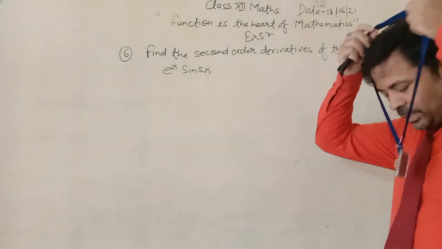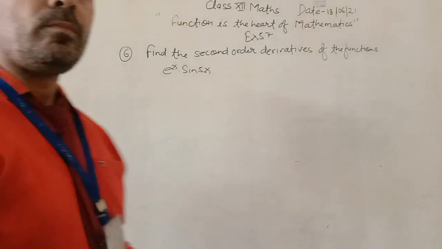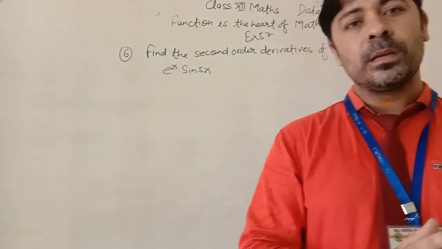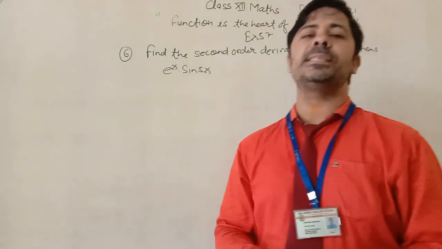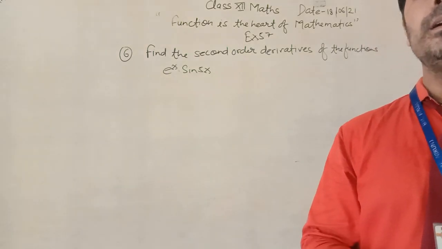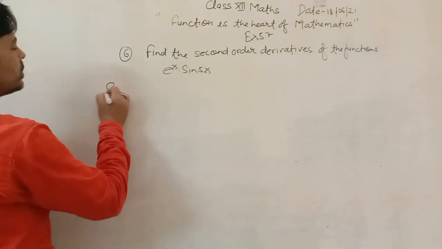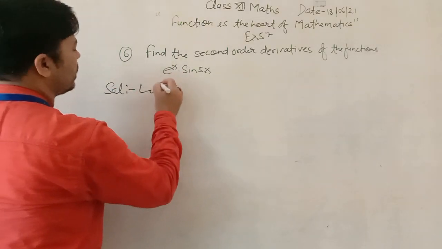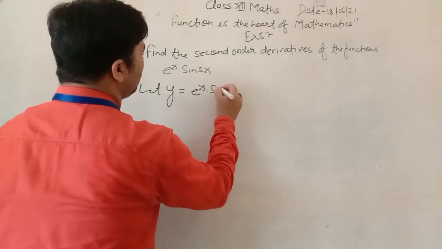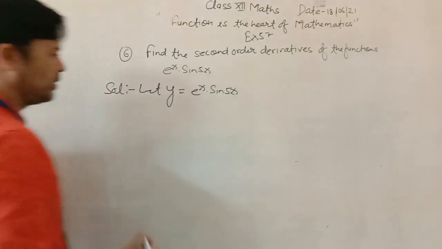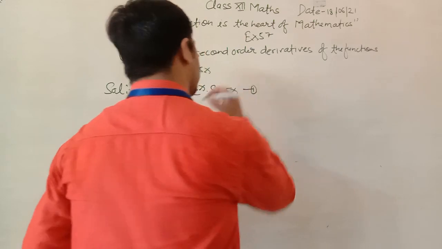The given function is e to the power x sine 5x. You know that if we differentiate a given function one time, it is the first order derivative, and if we differentiate the second time, it is called the second order derivative of the function. So firstly, suppose y is equal to e to the power x into sine 5x. Now firstly differentiating equation first with respect to x.